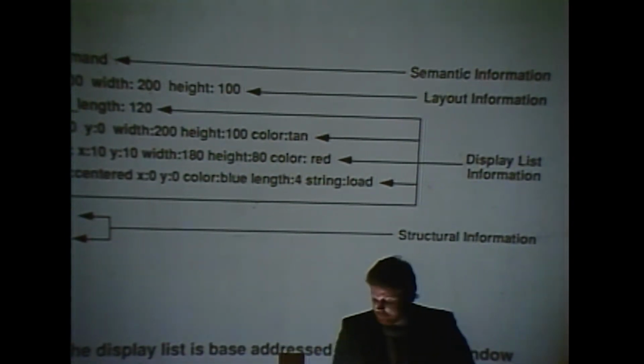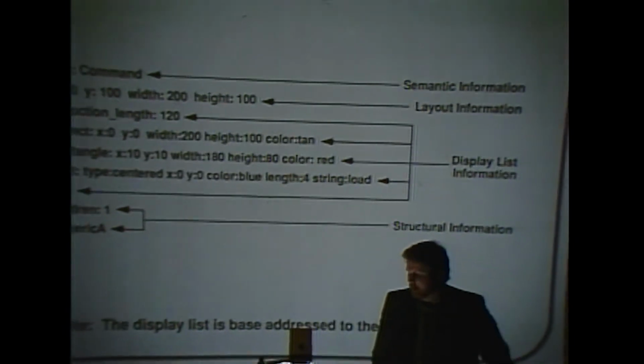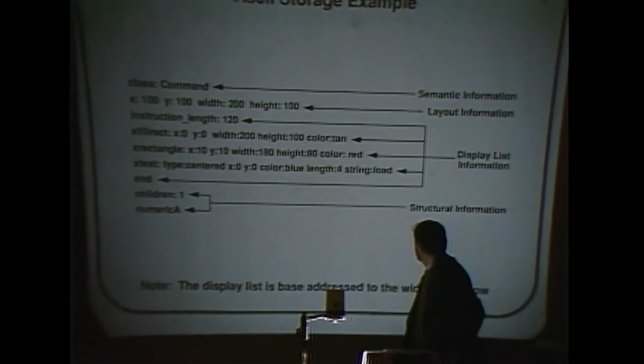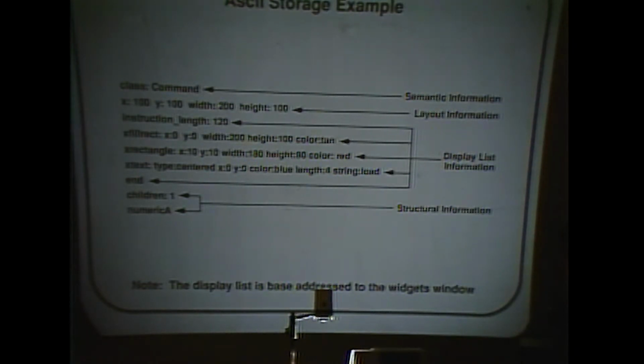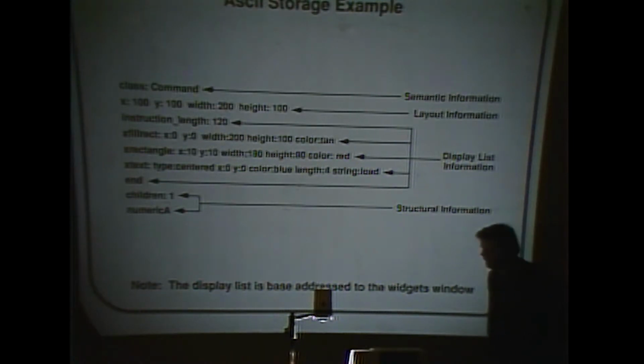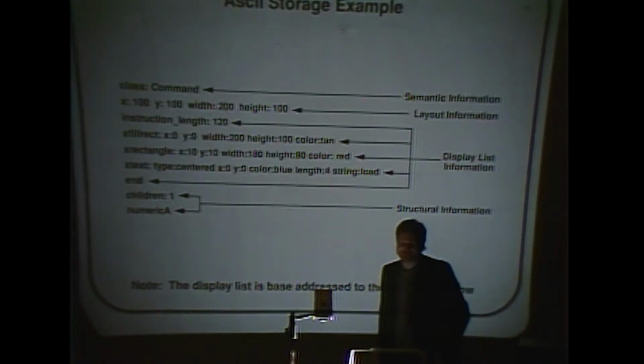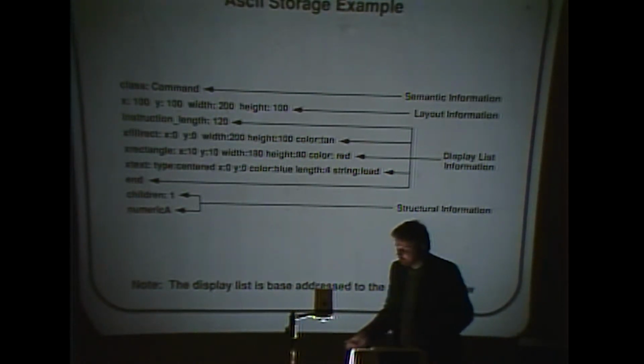Here's a brief example of the Ascii storage layout. The first thing you can see, well, maybe I'll use this thing. And maybe I won't. Oh, I'll use my pen. Don't want to go blind trying to turn it on.